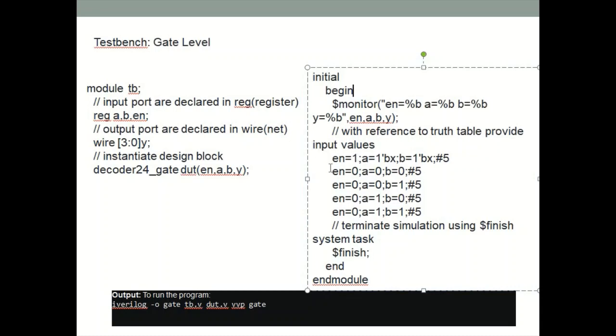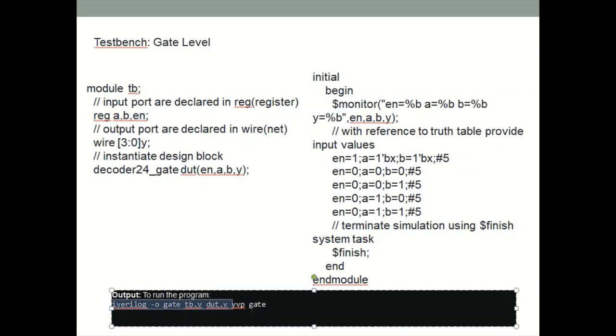The input values are as follows: EN is 1, A is x, B is x, and we are going to use binary, so we are going to use x here, which is 1. We are going to enable 0, A 0, B 0; enable 0, A 0, B 1; enable 0, A 1, B 0; enable 0, A 1, B 1. We are going to terminate the task by using the finish tag, and we are going to end the test bench and end the module here.